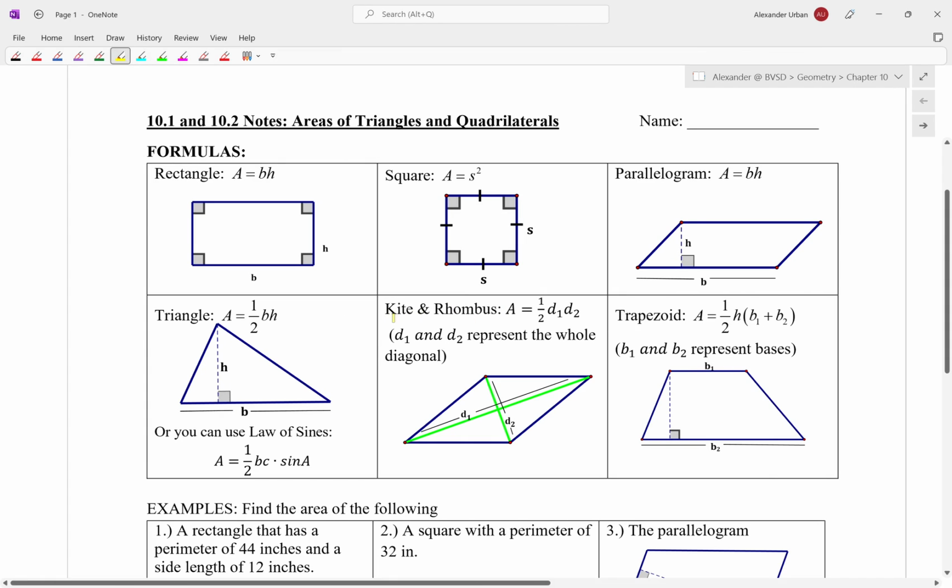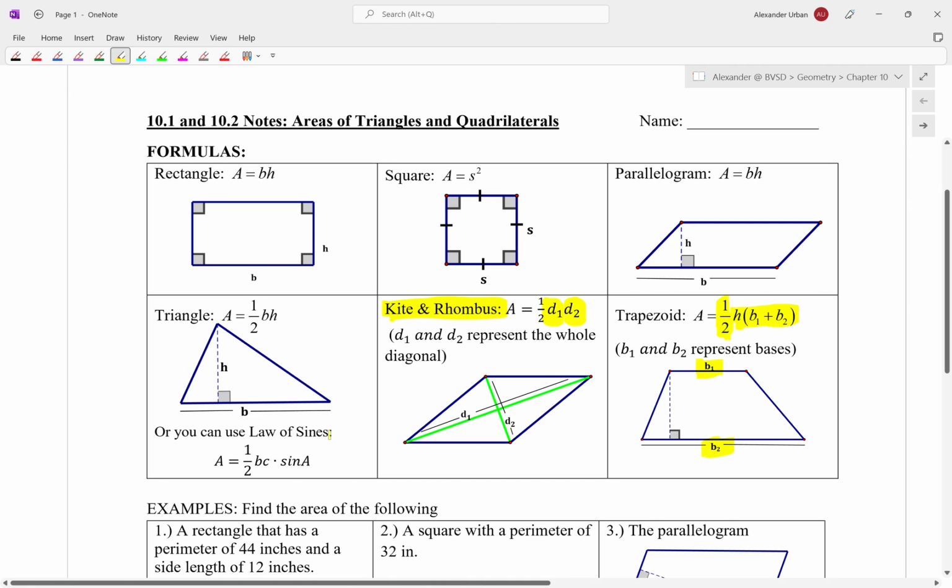We can see right here we have a formula of 1/2 times our diagonal 1 and our diagonal 2. Again, that's not the only way to solve a kite and a rhombus, especially rhombuses, because rhombuses are parallelograms. Trapezoid, it's going to be 1/2 times our height times our top base and our bottom base, however you want to spin it. Our bases, remember, are the parallel sides.